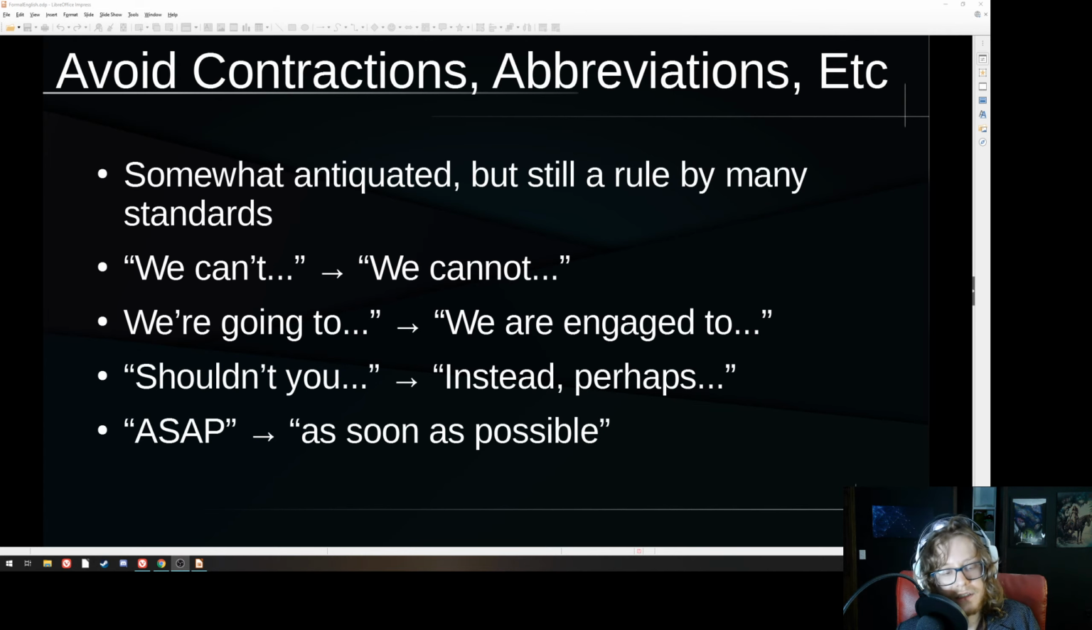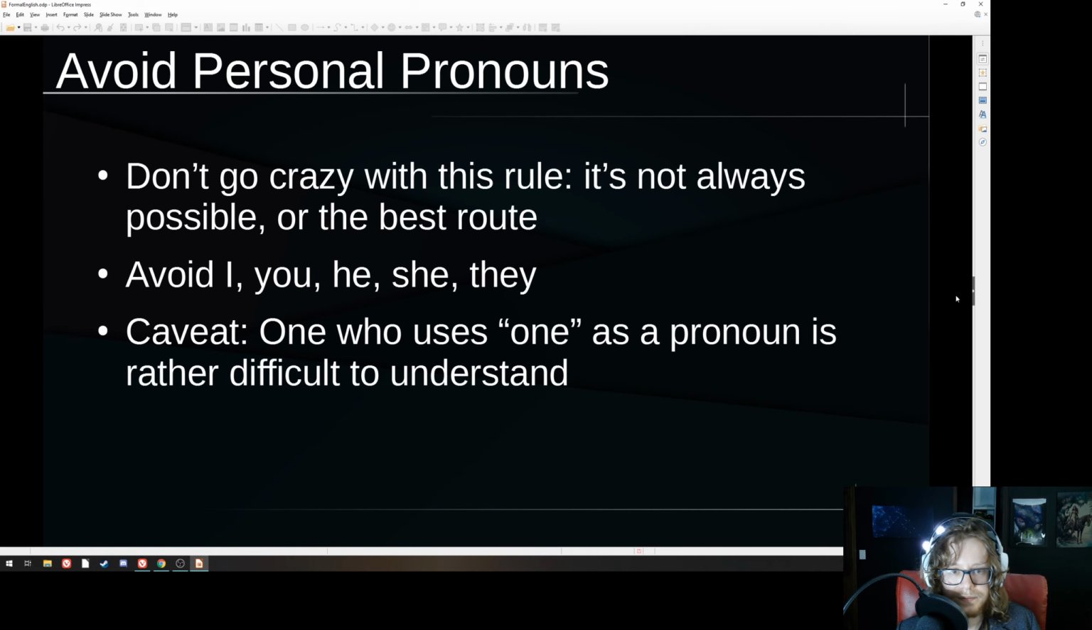Instead of abbreviations, obviously, like ASAP, we would spell them out: as soon as possible. Or we can get even more fancy with it and say post-haste or whatnot. Right, so don't use abbreviations in formal language either.